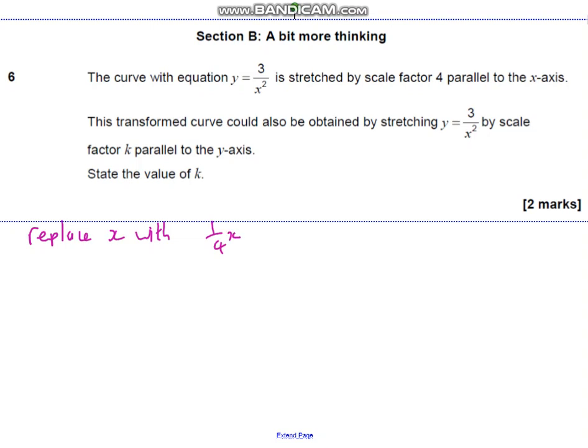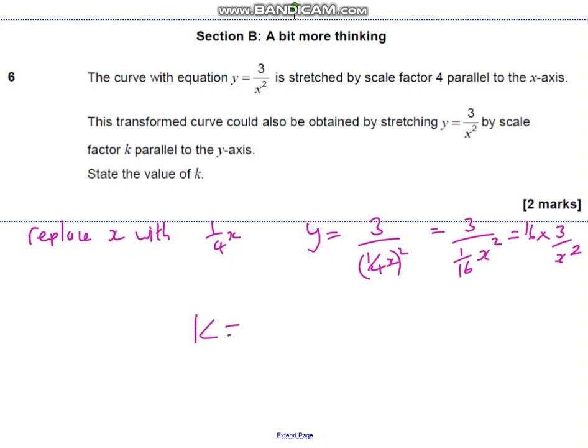Alright, so that now means that y will be equal to 3 over a quarter x all squared, so that would be 3 over 1/16 x squared, and then obviously we're dividing by a fraction, so we'd flip that over, and so that would give us 16 times 3 over x squared. So therefore it would be the same thing as having a stretch with scale factor 16 parallel to the y-axis.